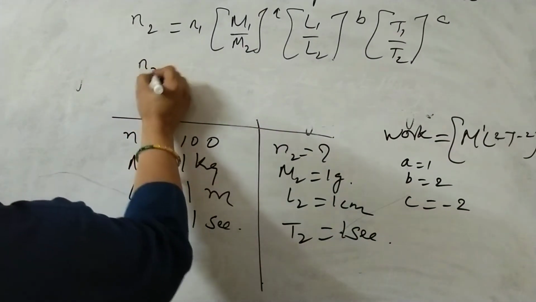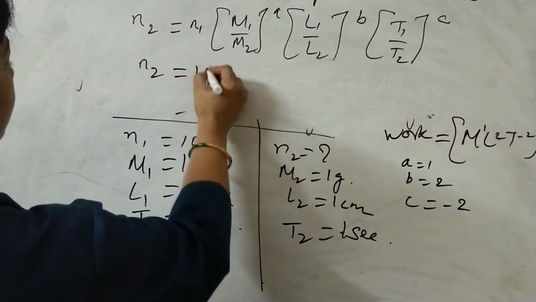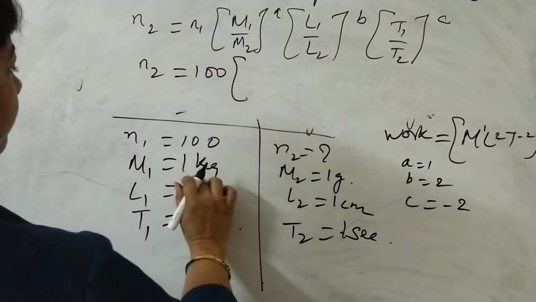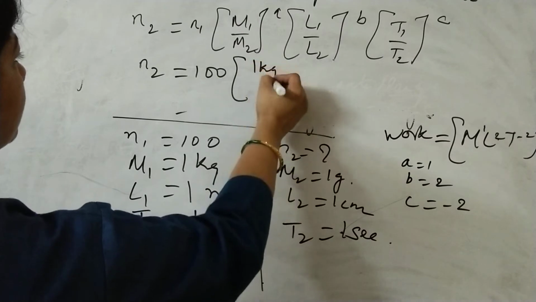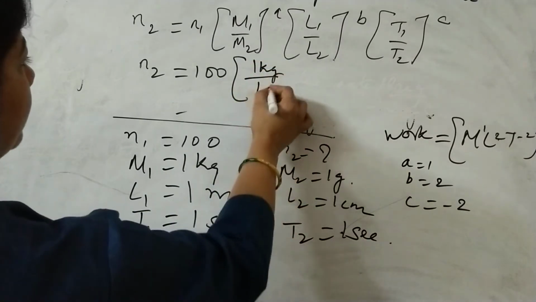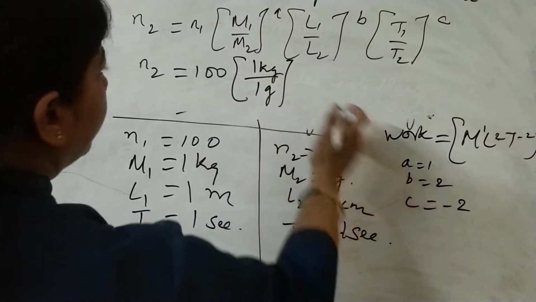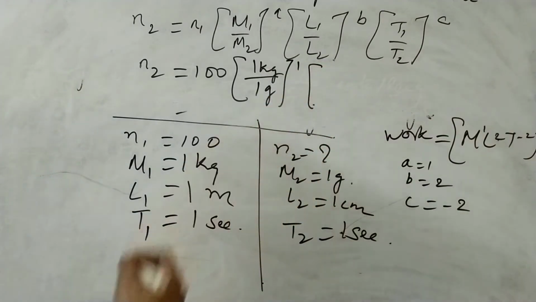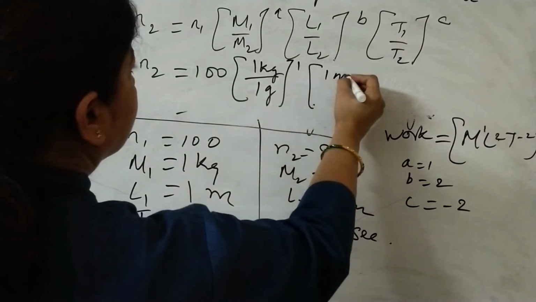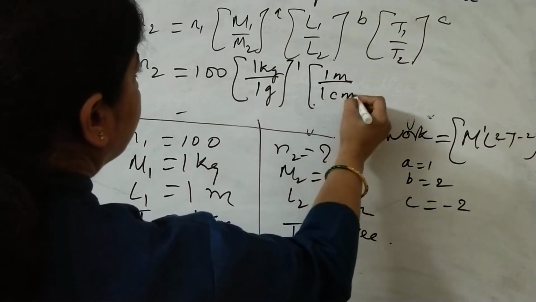So n2 is equal to n1. n1 is equal to 100. M1 is 1 kg. M2 is 1 gram. a is 1. L1 is 1 meter. L2 is 1 centimeter.